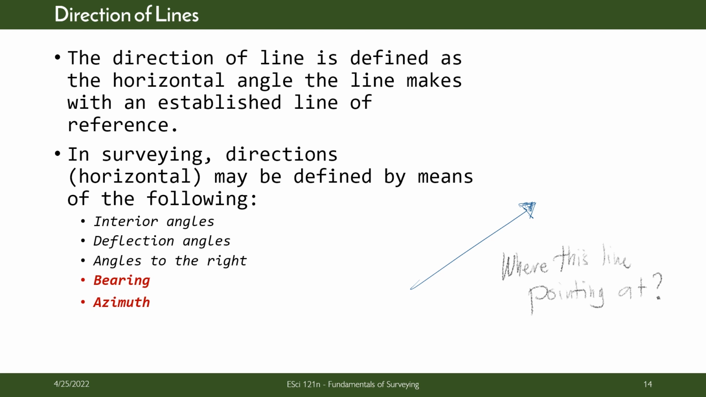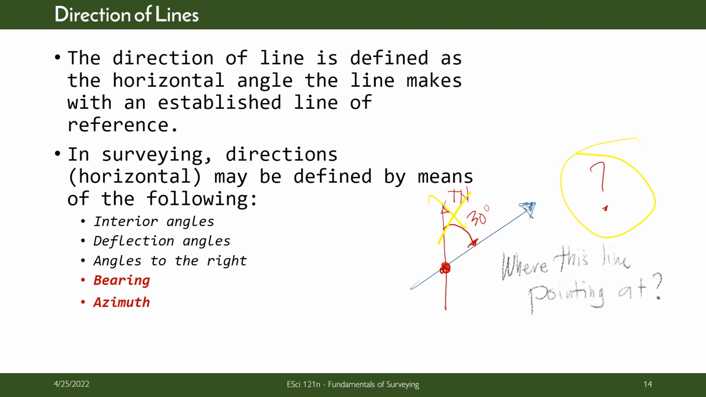So, directions of lines. The direction of a line is defined as the horizontal angle the line makes with an established line of reference. When we talk about a line, the question is where this line is pointing. If you have only a single line, you can only guess. But if we add a reference meridian, let's say true north, then we can define that this line is pointing at 30 degrees from north. Without this reference line, you don't know where the line is pointing.